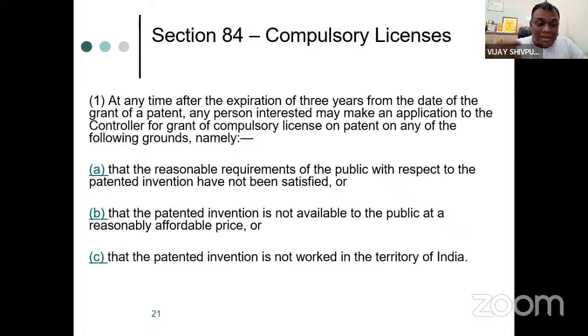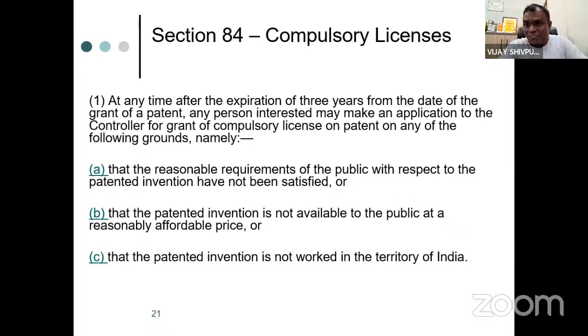the company Natco Pharma applied for the compulsory license. It can be applied on any of the grounds, but Natco applied on all the grounds.